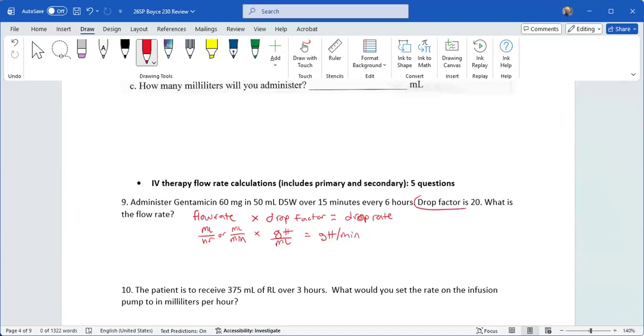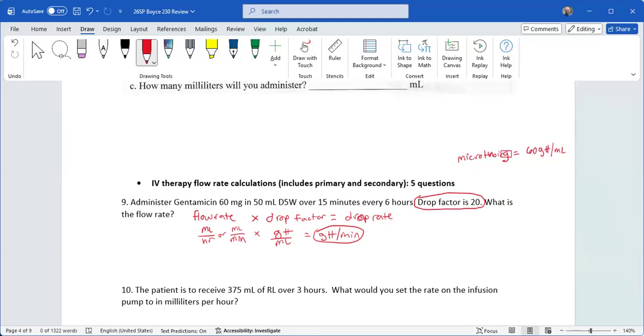So it tells you the drop factor. If it asks you to calculate a flow rate and it just gives you the drop factor, that's your indication that it's looking for the GTT per minute. Okay, so if you ever get stuck on that. The other thing is if it says something about microtubing, microtubing equals 60. The drop factor is 60. Just in case you see that. You probably see that more so on ATI than anything else.